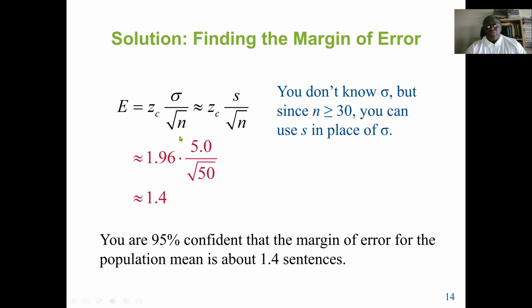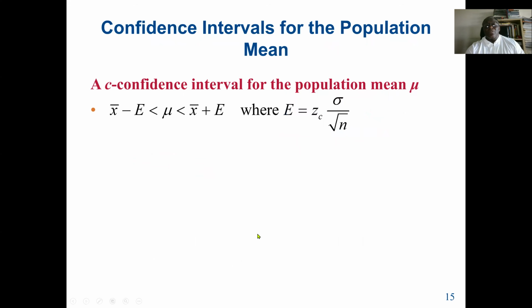Again, the margin of error. The confidence level was given to us to be 95%. So here we say we are 95% confident that the margin of error for the population mean is about 1.4 sentences. So next is the confidence interval for the population mean.